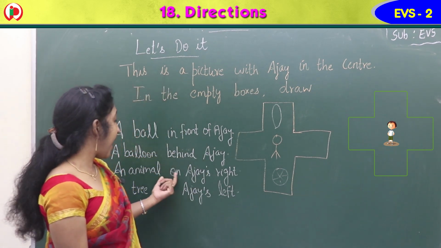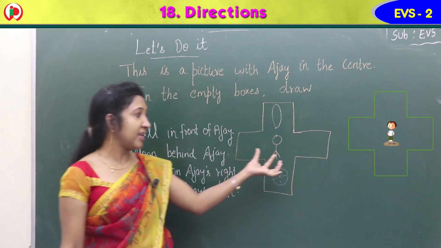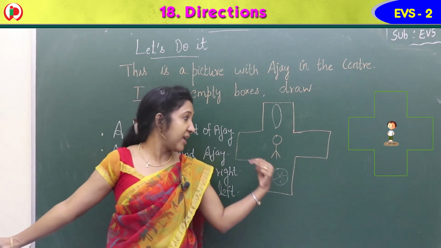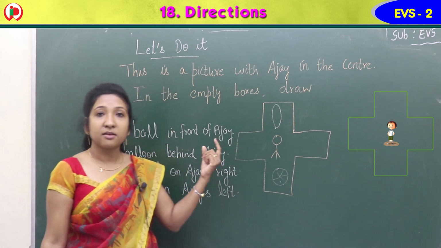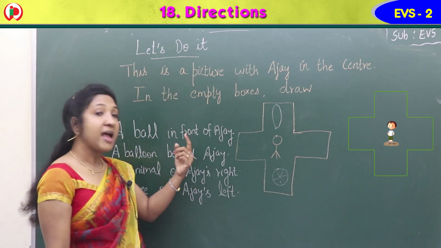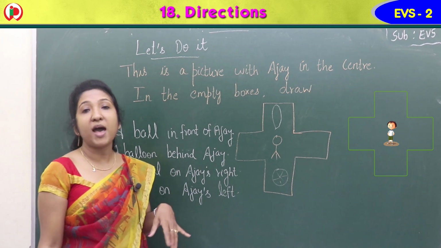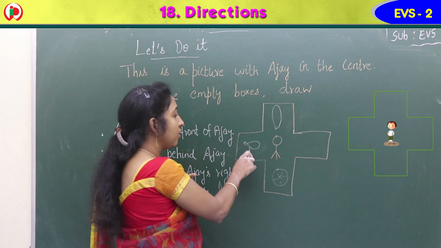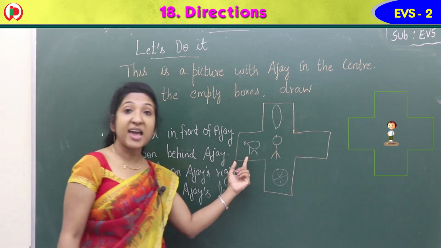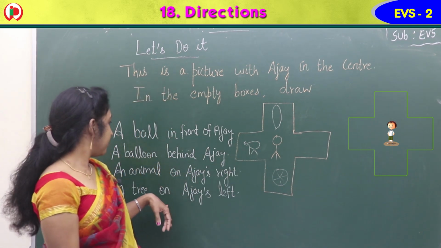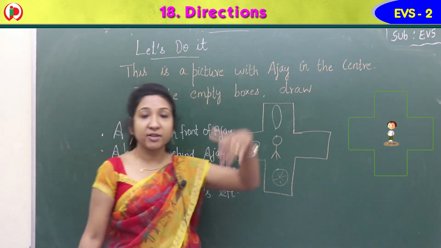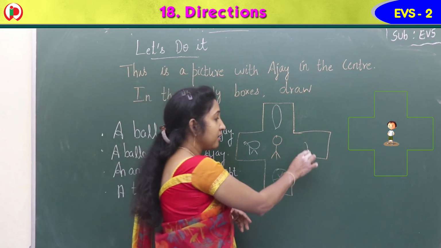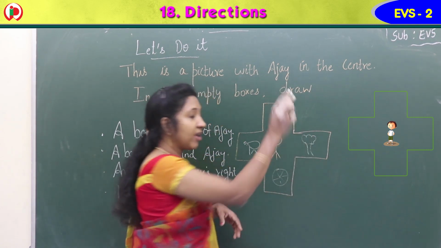Then an animal on Ajay's right. So Ajay is in the center. Left is this, right is this. So right side, where? Yes, in this box, an animal. A picture of an animal you have to draw, on the right side of Ajay. Then a tree on Ajay's left. That side is the left of Ajay. There you have to draw a tree.